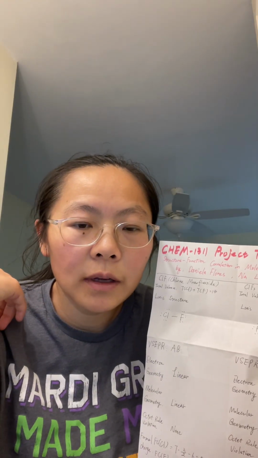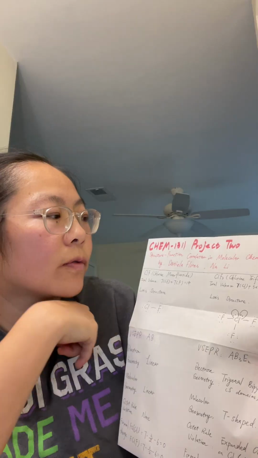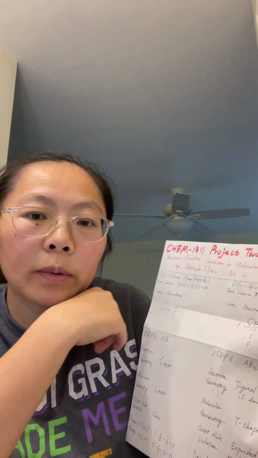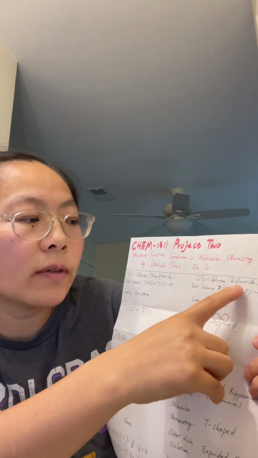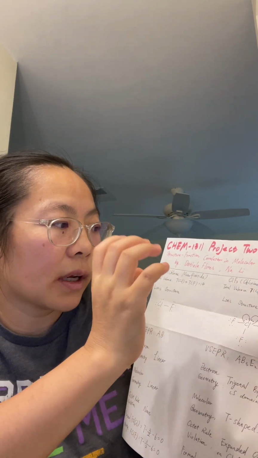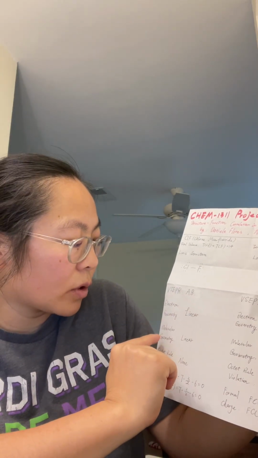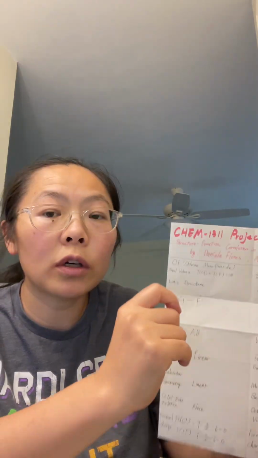Hi everyone, my name is Nali, and today I'm going to talk about the structure, function, correlation in molecular chemistry. Our group is going to compare chlorine monofluoride and chlorine trifluoride, about their Lewis structure, electron geometry, molecular geometry, octet rule violation, formal charge, polarity, and then we talk about their properties and the real-world relevance.